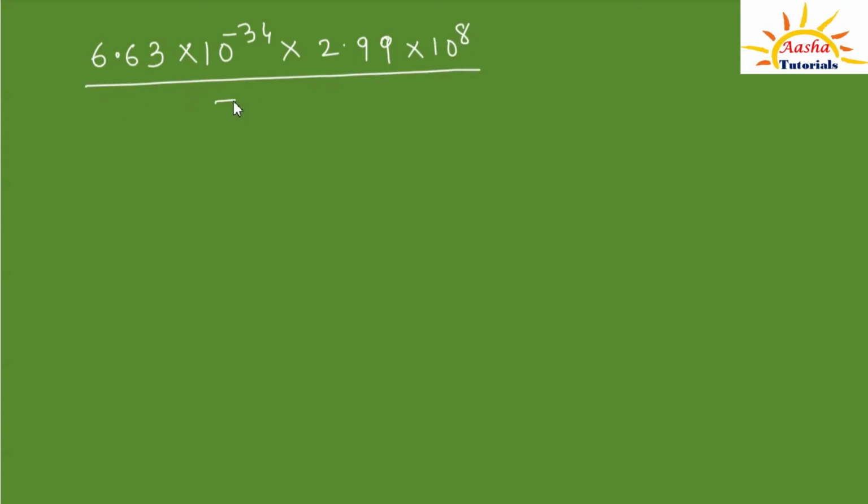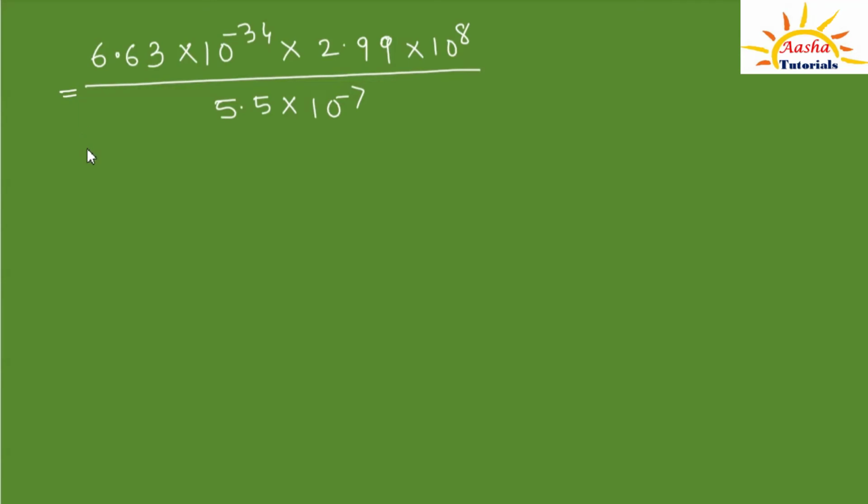Now as you understood how to do multiplication, division, or taking power of certain numbers, let us solve one problem based on those rules by using the log table. 6.63 into 10 raised to minus 34 into 2.99 into 10 raised to 8 divided by 5.5 into 10 raised to minus 7.